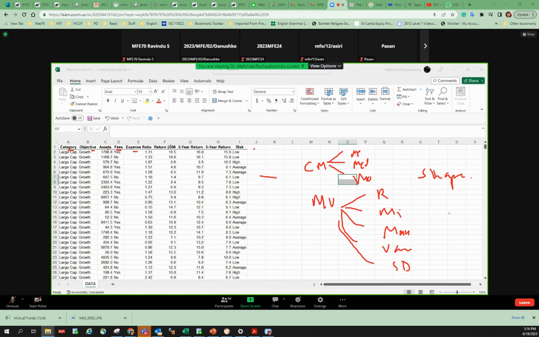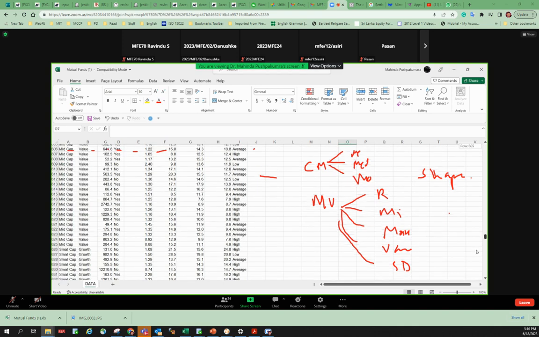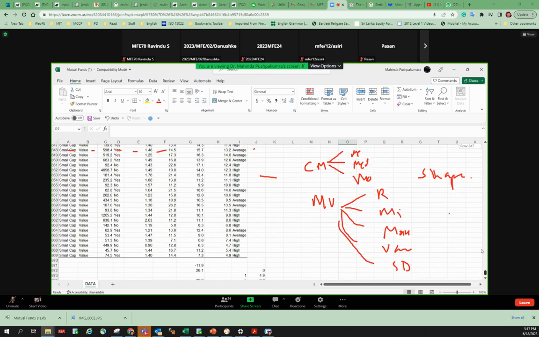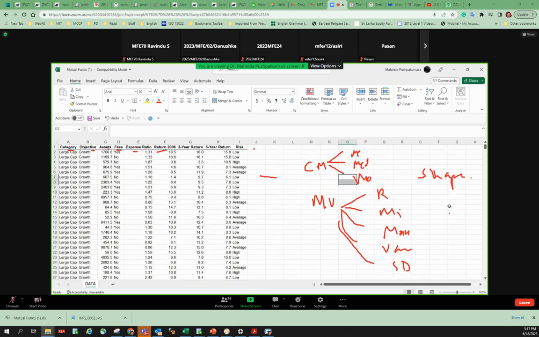We can start our analysis from return 2006. Now here you have observations related to nearly 868 different types of mutual funds. Then for the return, since it is a quantitative variable, you can calculate all these measures.